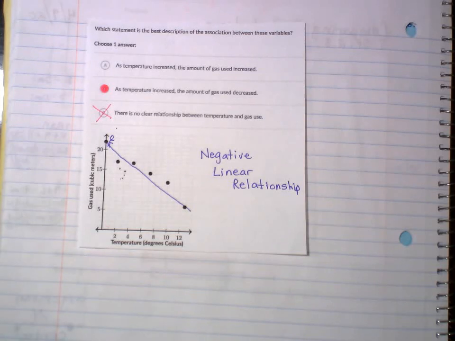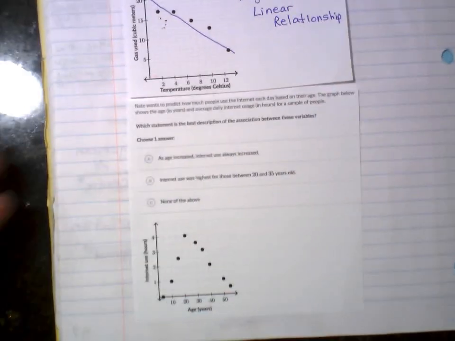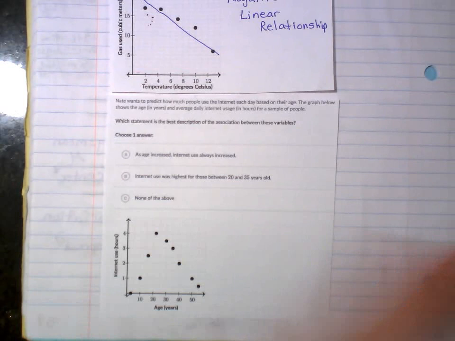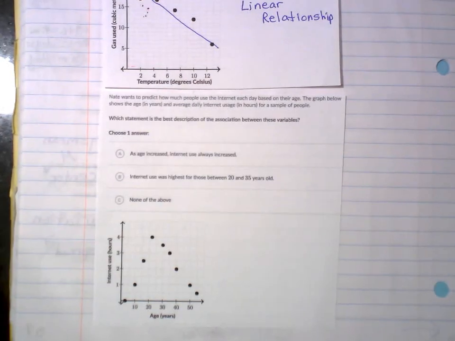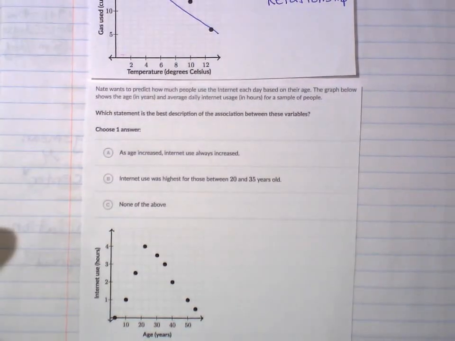Okay, let's do the second example and then we are done and you guys are ready to do both of your assignments. So, just look at the second graph. Determine what type of relationship do you think it is? Positive linear, negative linear, nonlinear, or no relationship? Which one?